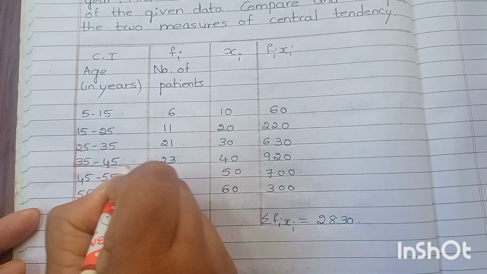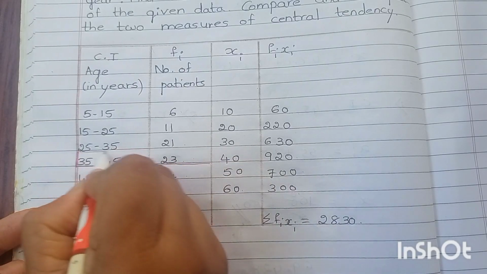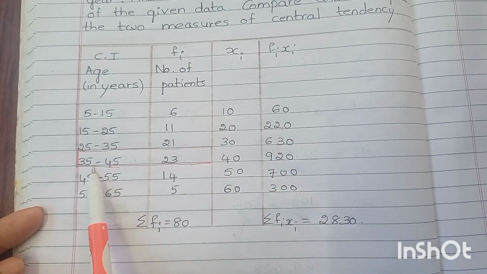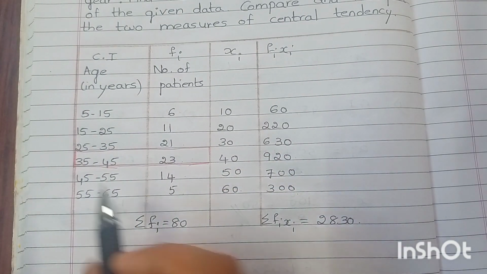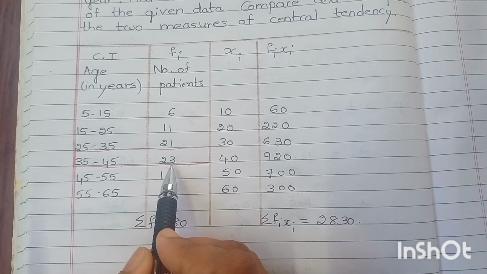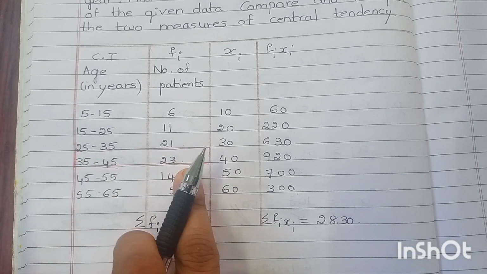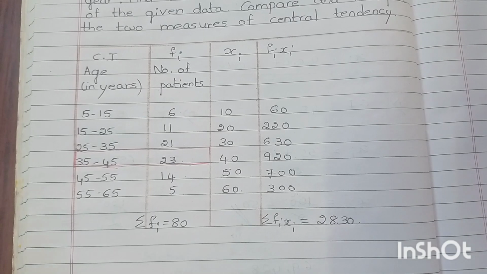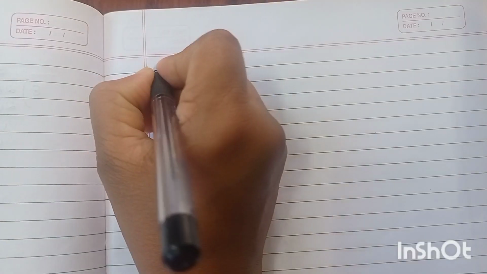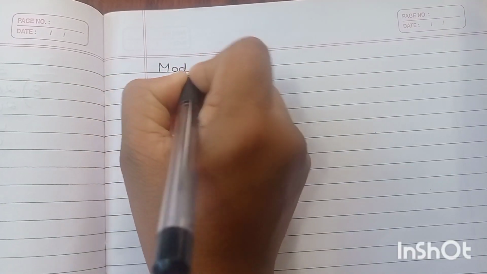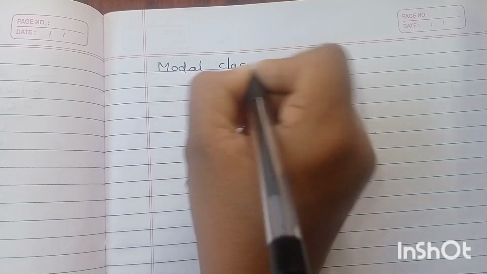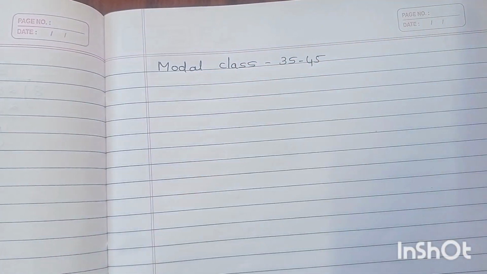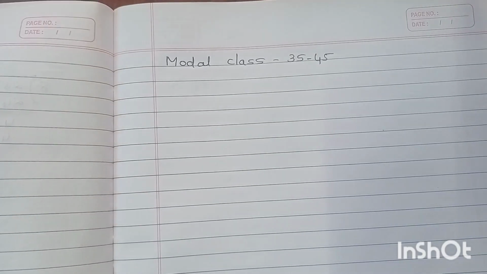Look at this very carefully. 35 to 45, 35 to 45 and 23. This one, this row, is our modal class. 35 to 45 is our modal class. Let me write here. Modal class is 35 to 45 because it has the maximum frequency.